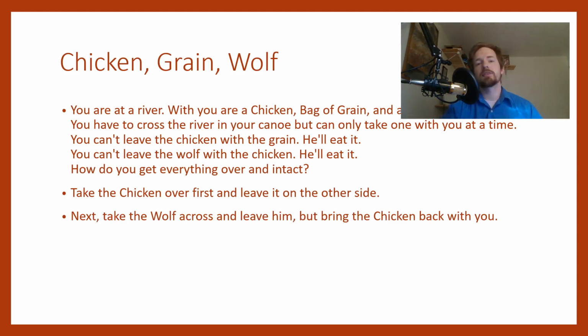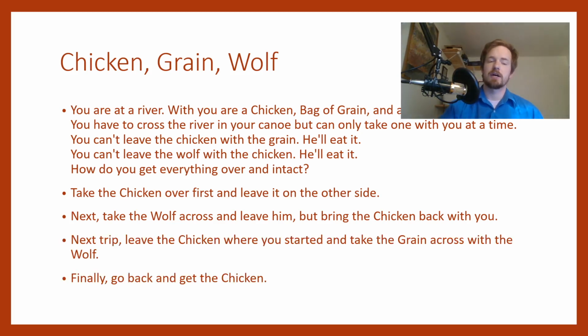But here's where things are a little different. We're no longer going to leave the chicken on that side of the river. We're actually going to bring it back to the first side of the river with us, so that it's just the wolf that's left over there. So we do that, and then once we get back, we grab the grain, and then we go to the other side, we leave the grain with the wolf, and then we go back, and then we get the chicken, and then we bring the chicken, and then we have all 3 things at the other side of the river.